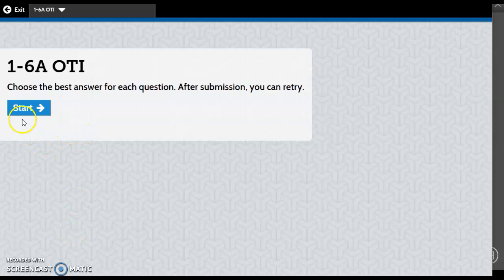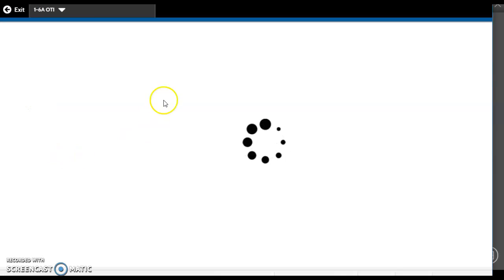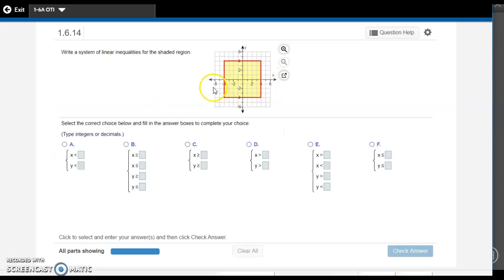All right, let's talk a little tips on this OTI here. So 1.6a. First problem's just writing the inequalities. So we've got a y line, another y line.